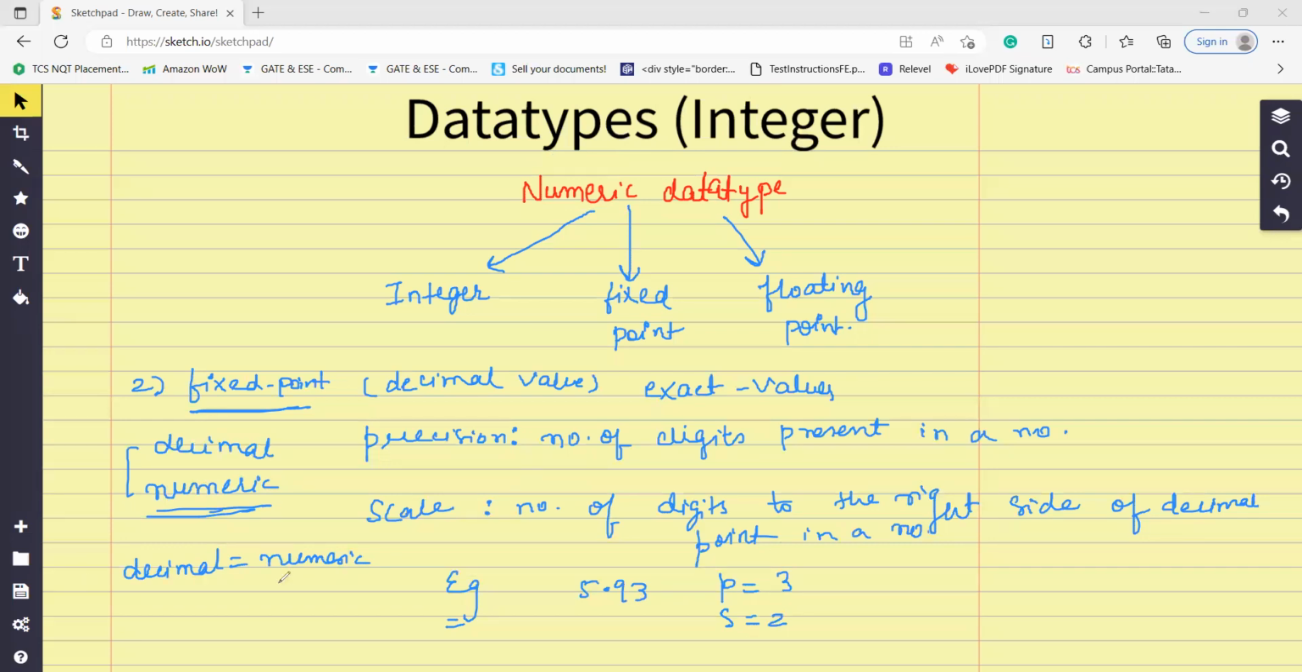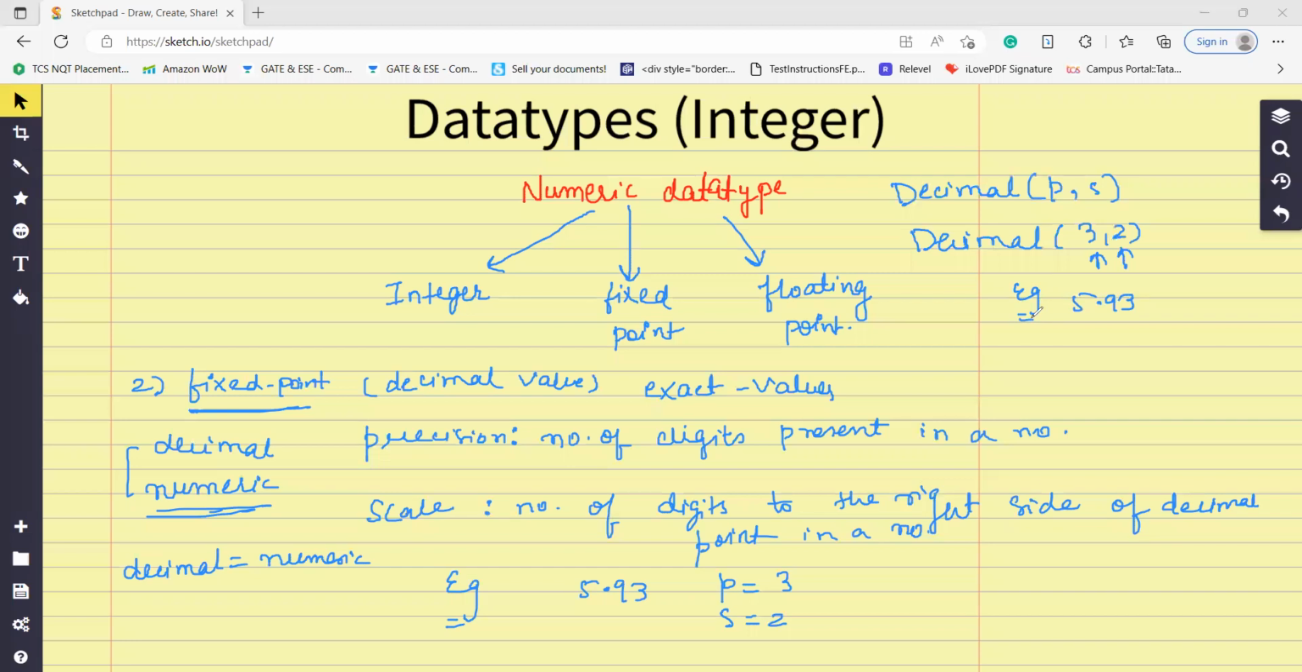Okay. So now how do we do this? If you are working with a fixed point data type, you will be writing something like this: decimal, and first comes the precision value and then comes the scale value. So if I'm going to write down decimal 3, 2, that means precision is 3, like the number of digits is 3, and the number of digits after the decimal is 2. Okay, so the same example I can give, that is 5.93.